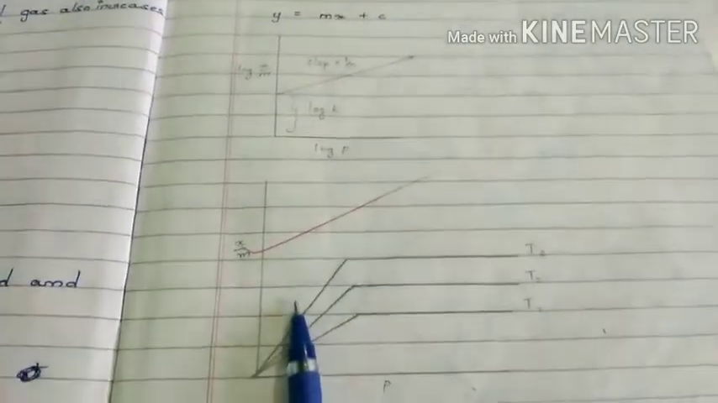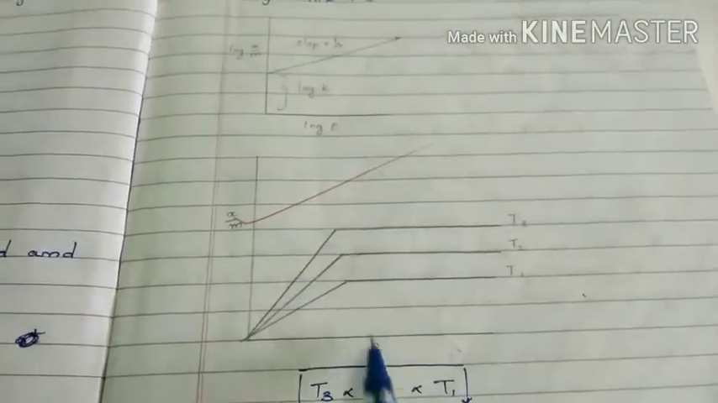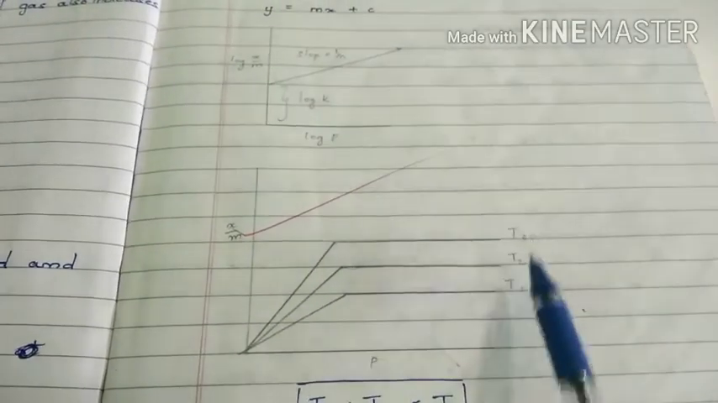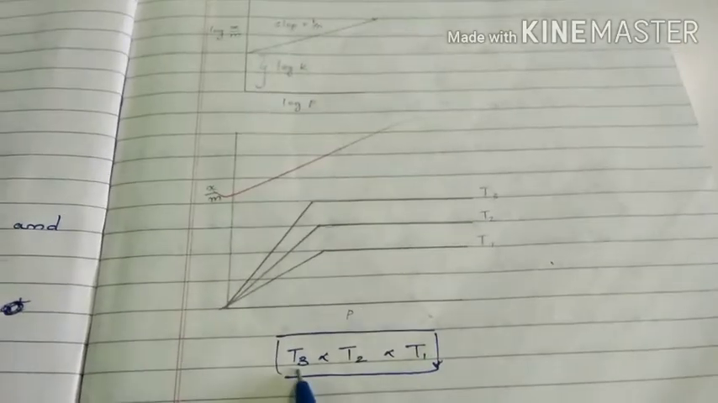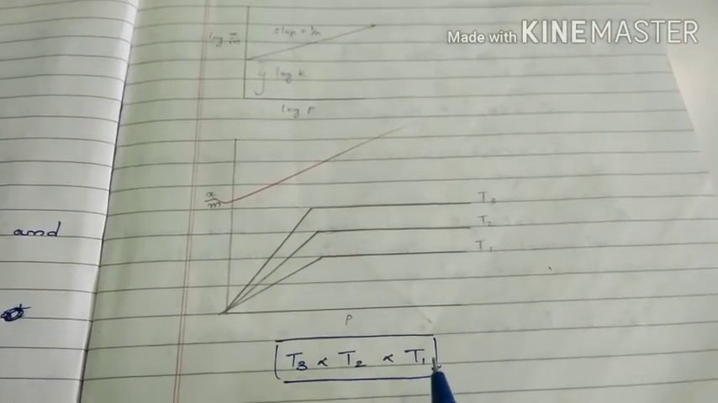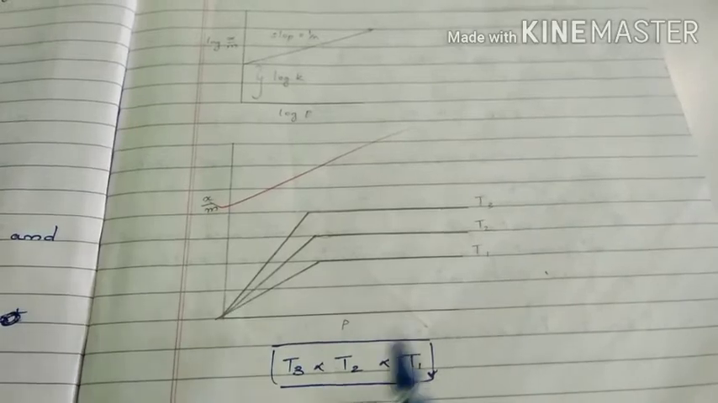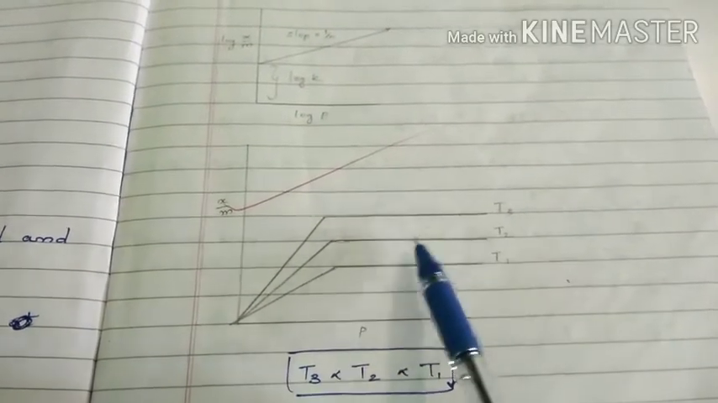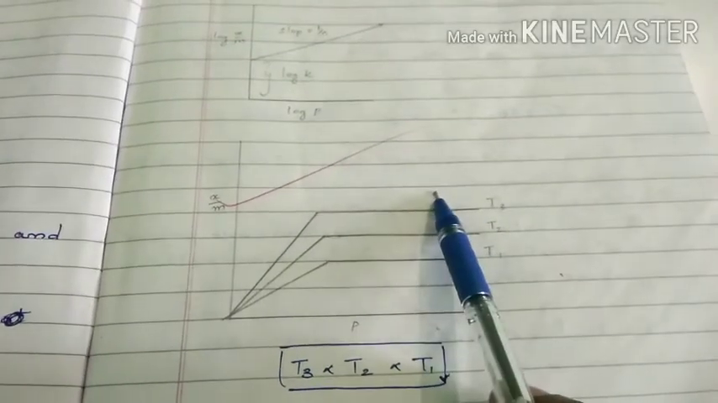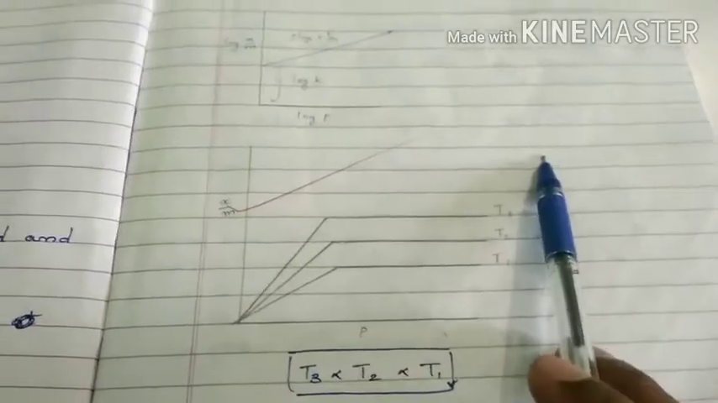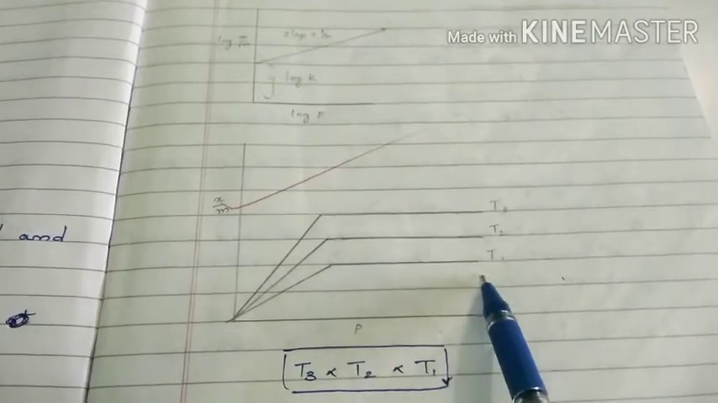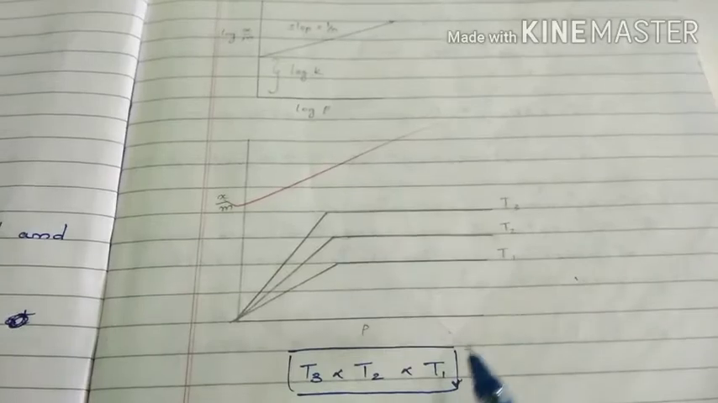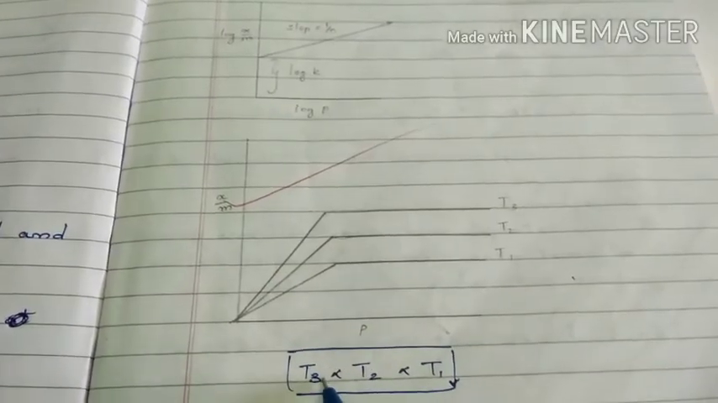Here is one more point regarding this. If you draw the graph between x by m versus P at different temperatures T1, T2, T3, this will be the final relation between temperatures, with T1 greater than T2 greater than T3. See, here T1, this is T2, this is T3. I told you already, this graph is totally related to physical adsorption. As temperature increases, physical adsorption decreases. So T1 is higher than T2, and T2 is higher than T3.